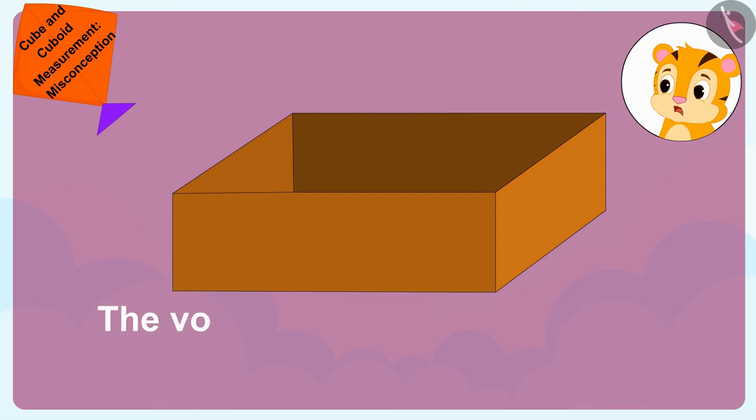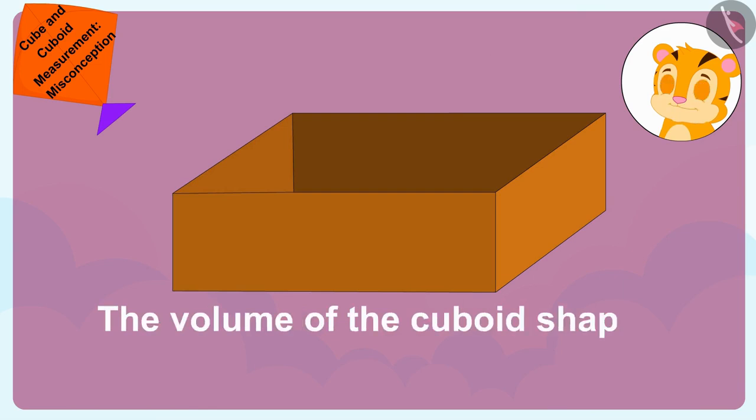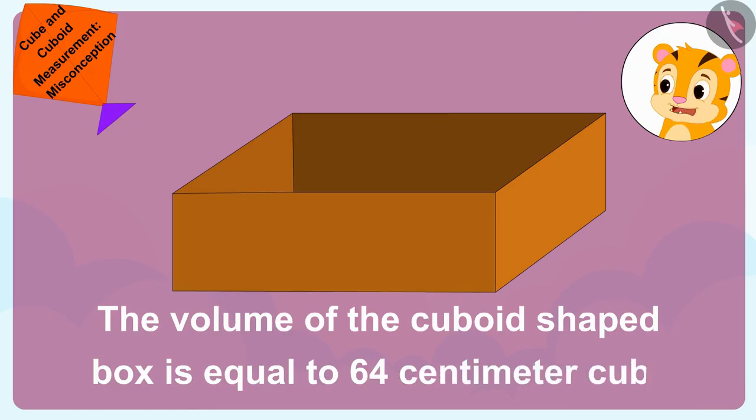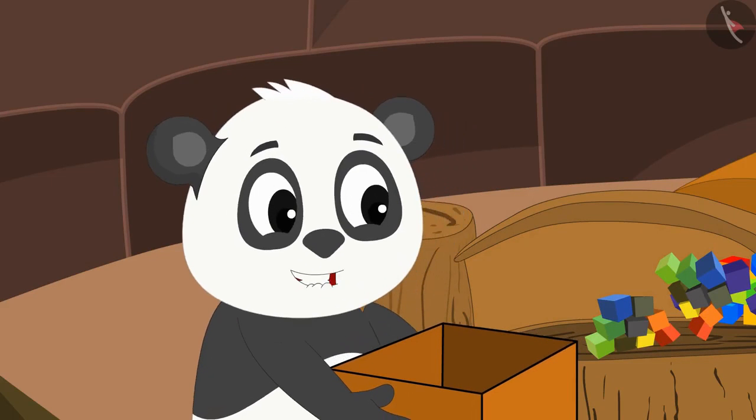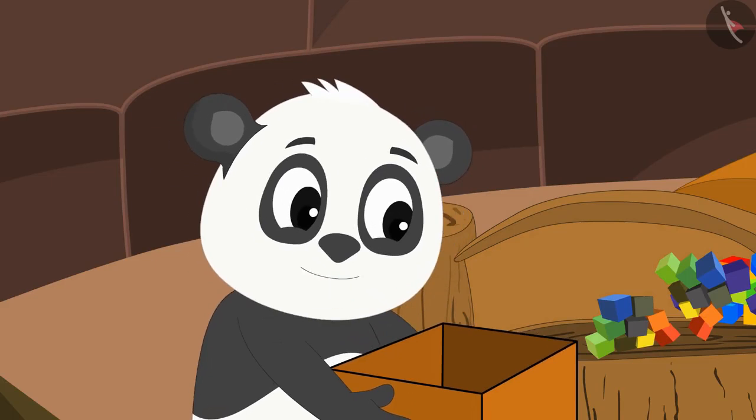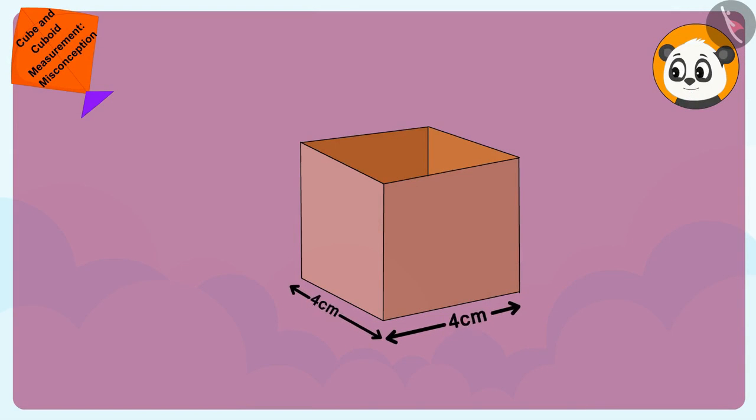In other words, the volume of the cuboid-shaped box is equal to 64 centimeter cubes. I will find the volume of this cube-shaped box. Sher Khan, the sides of the cube-shaped box are 4 centimeters each.